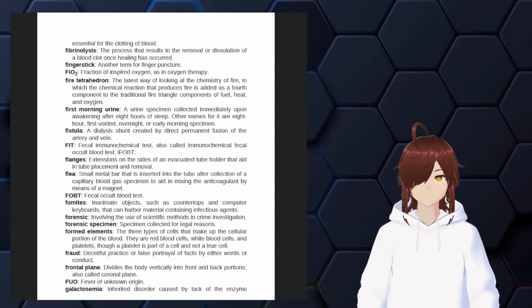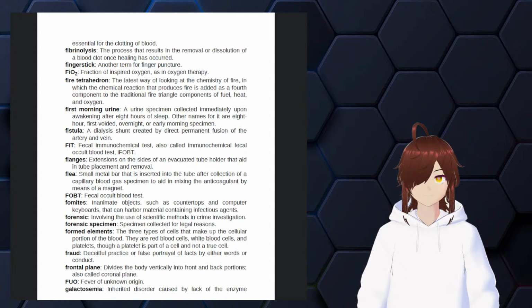Finger stick, another term for finger puncture. FiO2, fraction of inspired oxygen, as in oxygen therapy. Fire tetrahedron, the latest way of looking at the chemistry of fire, in which the chemical reaction that produces fire is added as a fourth component to the traditional fire triangle components of fuel, heat, and oxygen. First morning urine, the urine specimen collected immediately upon awakening after 8 hours of sleep. Other names are first morning, overnight, or early morning specimen.